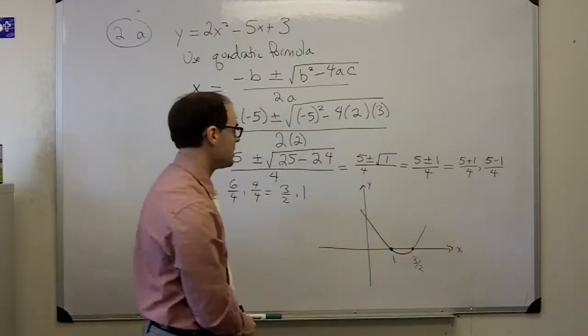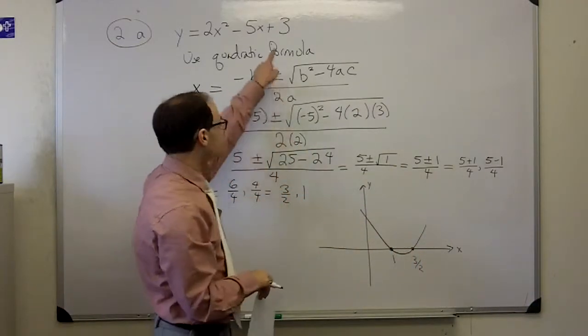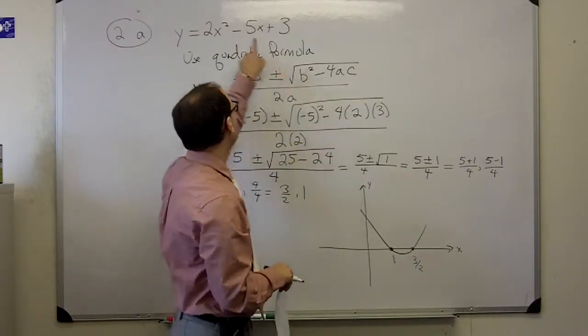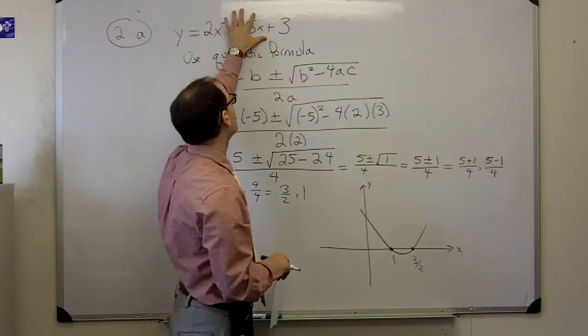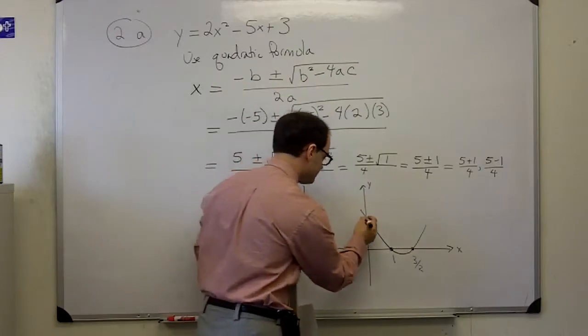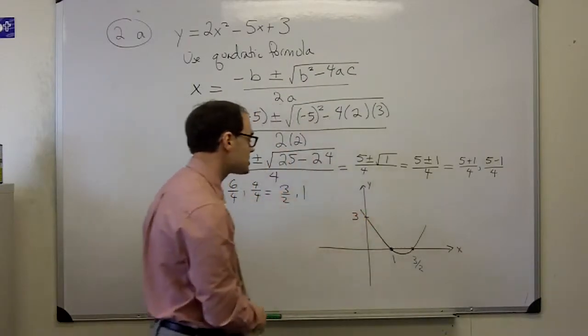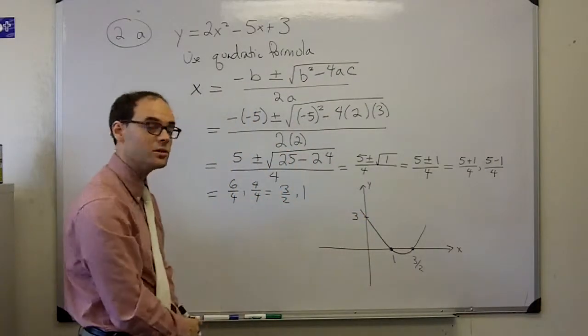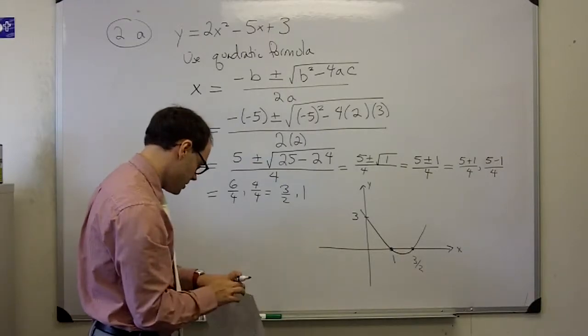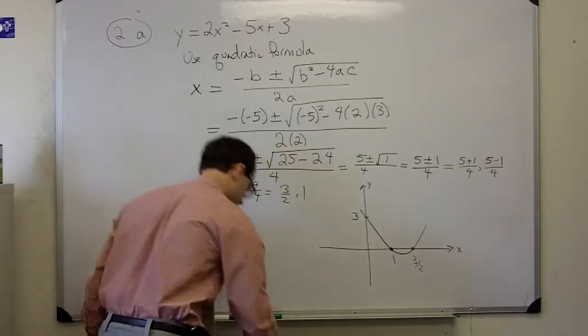Now, where is the y-intercept? The y-intercept is, of course, the same y-intercept that we had before. It's when x is equal to 0, that all drops away, and you're just left with 3. So that's what the sketch of the graph looks like. And that's why there are two x-intercepts. Now let's take a look at the next problem, 2b.